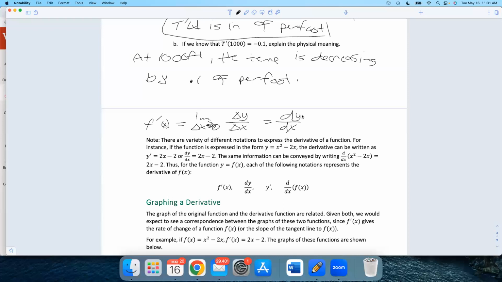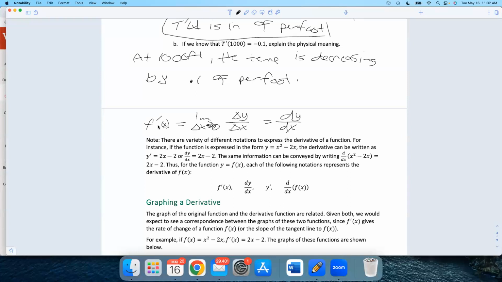Now these d's, this is not a fraction. The derivative is not a fraction. That's not dy divided by dx. This is just notation. This means the derivative of the function y with respect to x. This says x is your independent variable. This says y is what you were calling your dependent variable. And this says you've taken the derivative of y with respect to x.